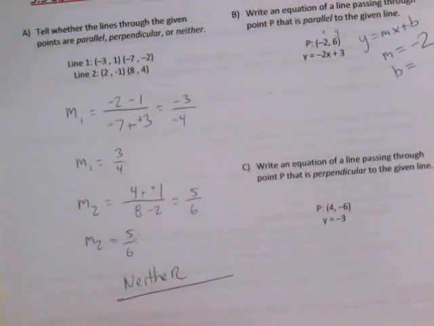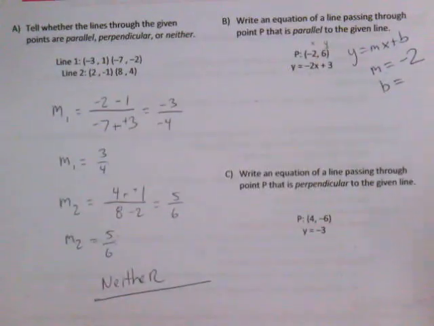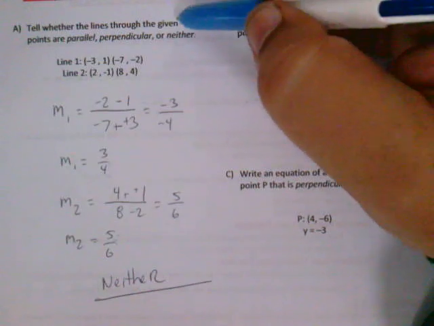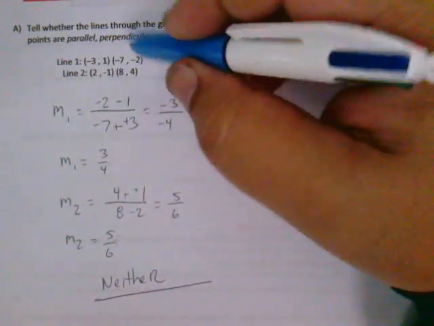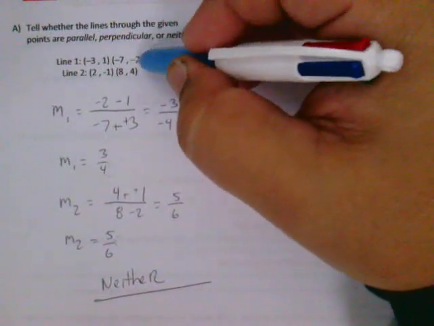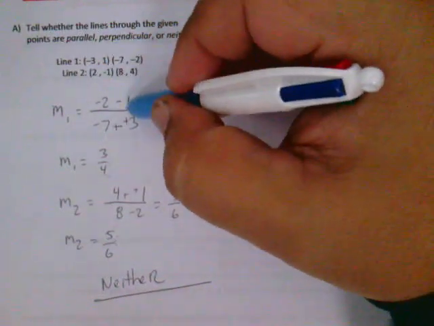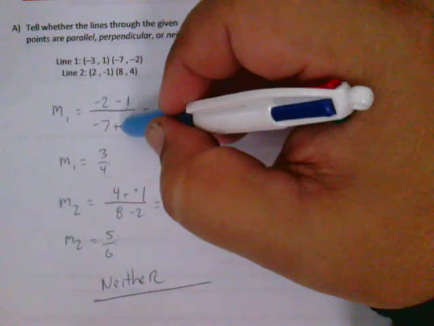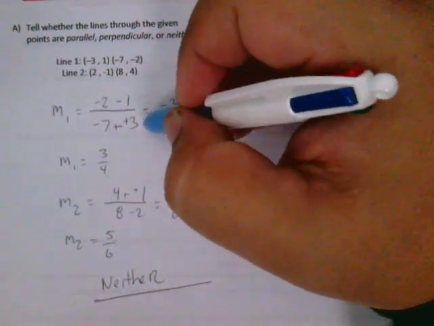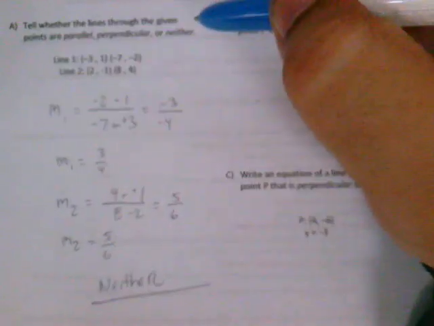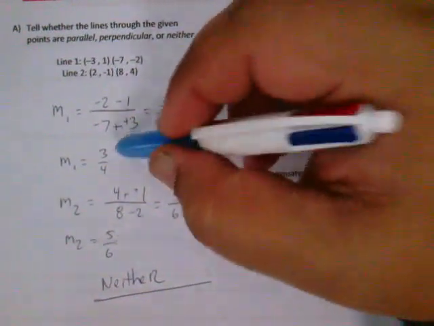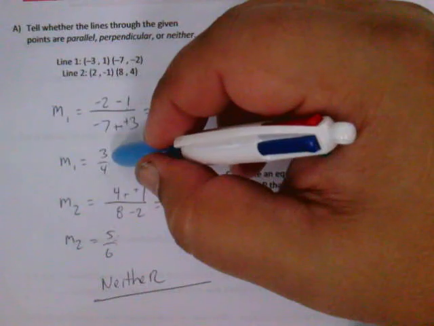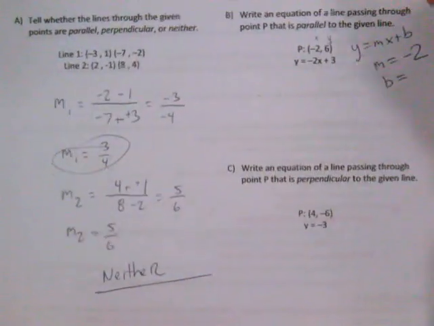All right. Now, let's go and take a look at the daily exercises here. Tell whether the lines through the given points are parallel, perpendicular, or neither. So we take the first line. Again, we take -2 minus 1, -7 minus a -3. As soon as I see that, I change it to plus. When I work it out, I get -3 on top, -4 on the bottom. The negatives cancel top to bottom, and that's my first slope.